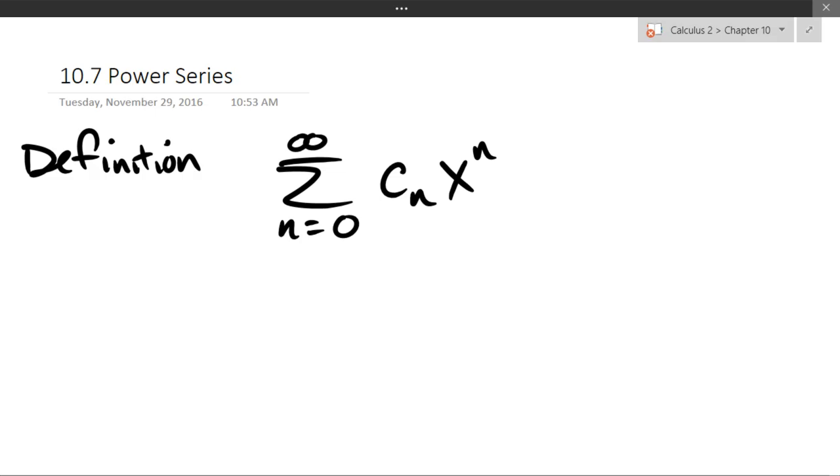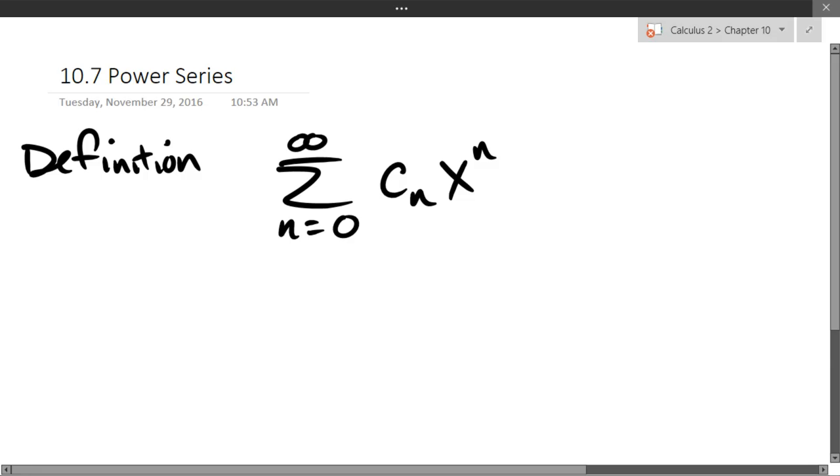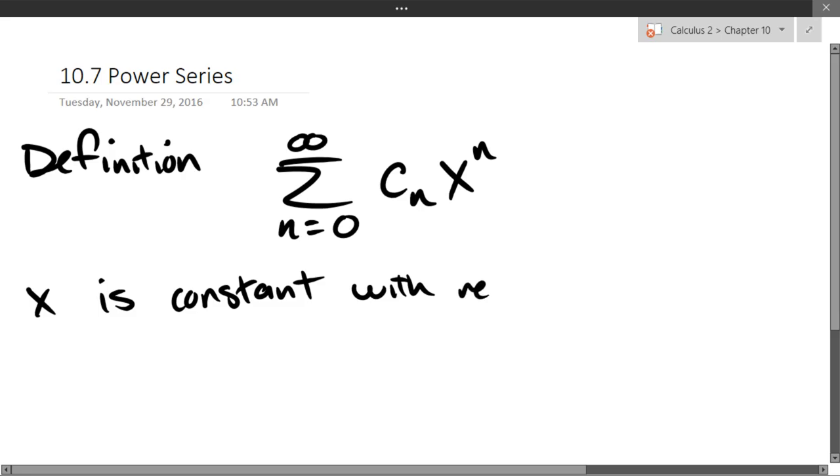So you'll fix some x value before you start looking at convergence, and then you'll see, does it converge for this x value? Does it not converge? And what we're going to be doing is figuring out what x value specifically does this converge for. So here x is constant. It is constant with respect to the series. You want to think, really, the n is what changes. So the n is what's going to change term to term.